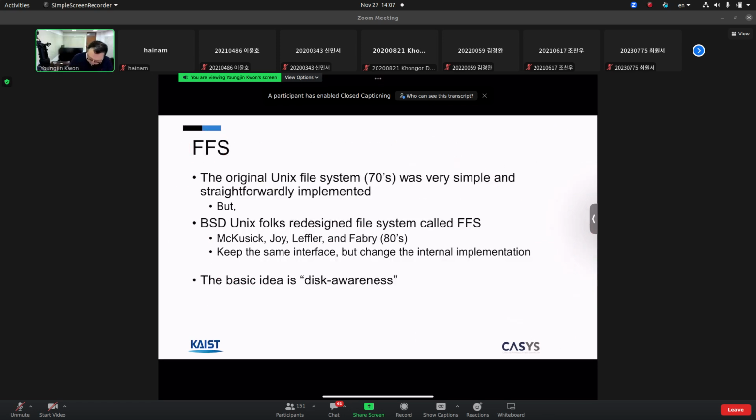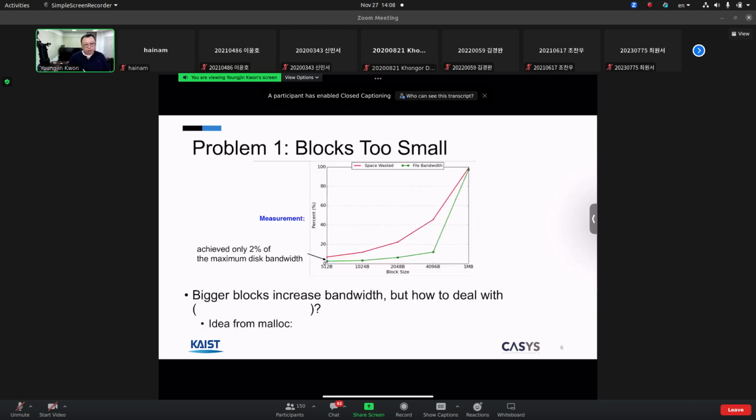Let's take a look. The FFS scientists found the Unix file system is slow. McKusick, Joy, Leffler, and Fabry were really the guru file system people in the 80s, finding out how to implement a file system. The key idea is to discover this. First problem: block size is too small. To show that, we need to show the inefficiency of blocks being too small. So they made this measurement.